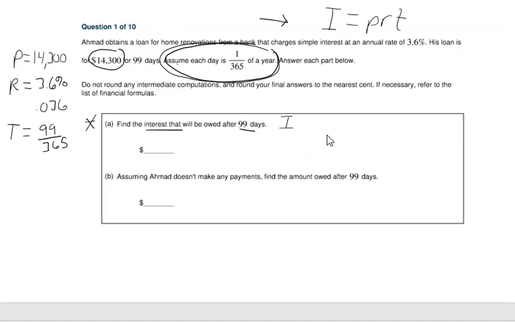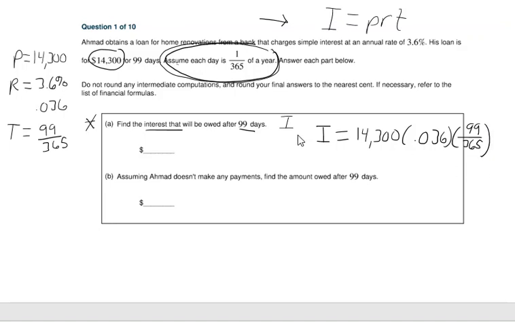Now a few of you told me that you don't have a calculator that does fractions. So let me show you how we're going to figure this out if you're using a calculator that doesn't do fractions, or if you're using your phone as a calculator. You plug in the things that you know. We don't know the big I, the interest. We know our P, our principal, is 14,300. We know our rate is 0.036. And we know our time is 99 out of 365.